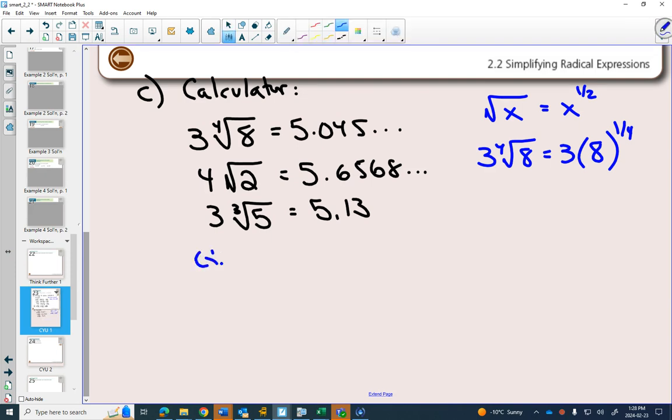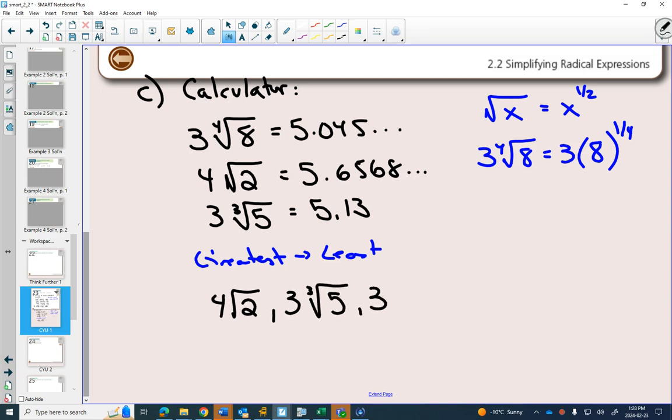So listing these ones from greatest to least, the biggest one would be 4 root 2. Second would be 3 cube root of 5. And finally, 3 fourth root of 8.